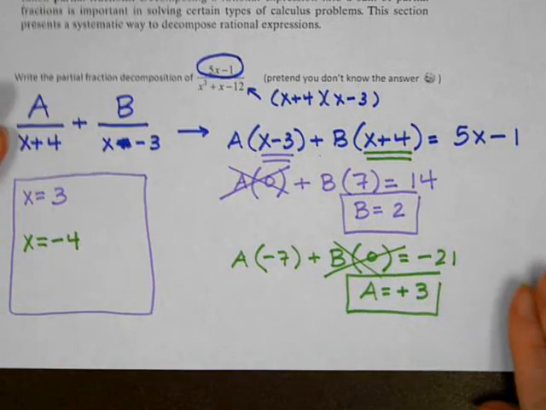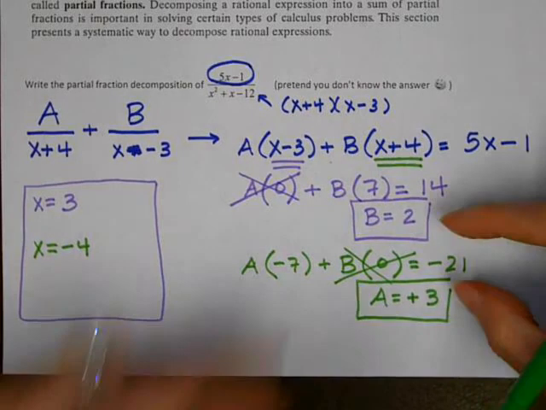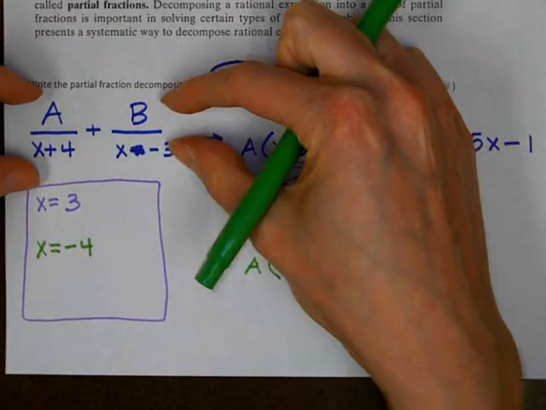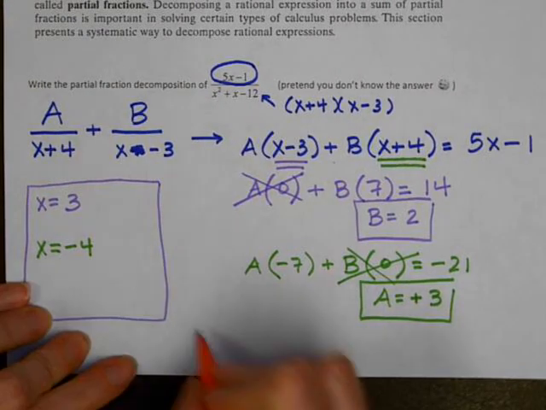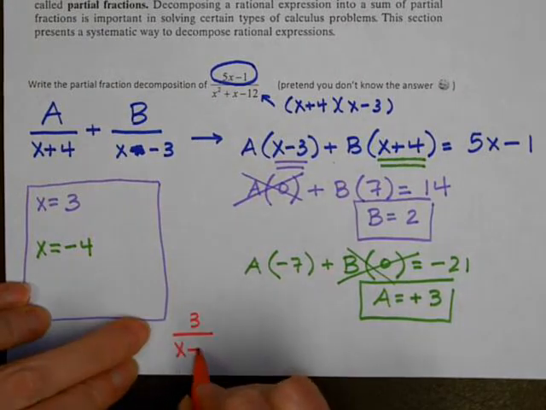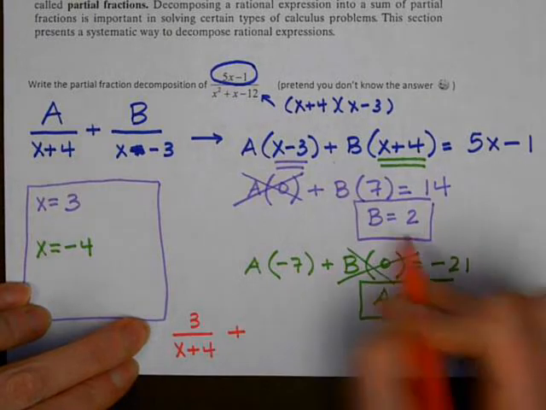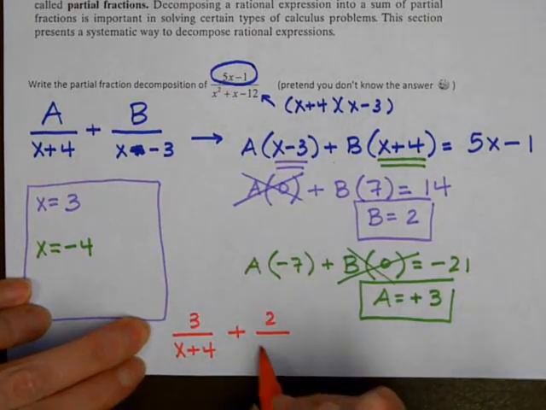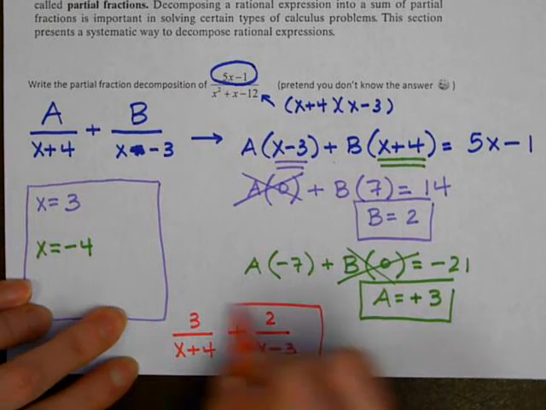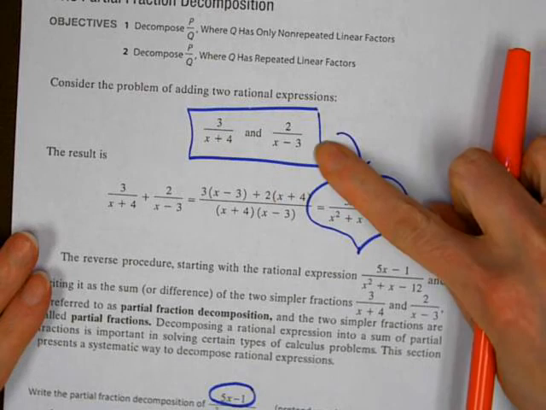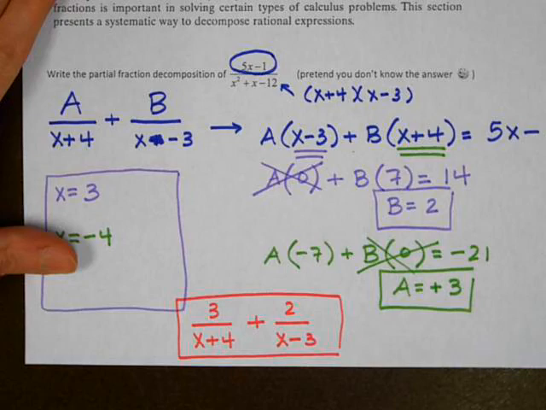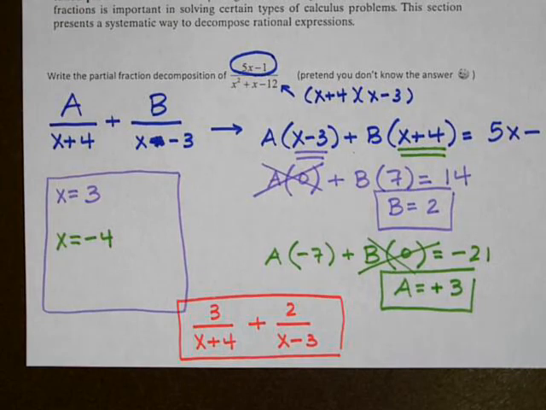All right, cool. We found A and we found B. Now we can just plug them in, and those are our original fractions. Okay, so final answer: 3 over x plus 4 plus 2 over x minus 3. That would be your final answer. And if you look back up top, you'll see that we were correct. All right, so that's how you break an answer into its partial fractions.